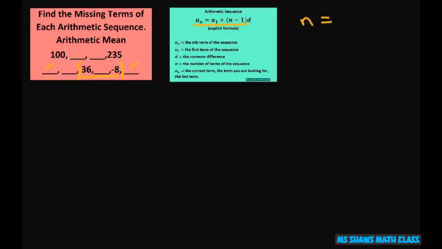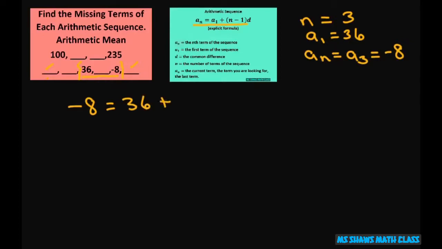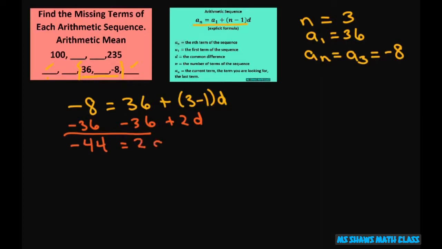So in this case, the N would be 3. The first term is 36. And the last term, which would be my third term in this case, is negative 8. So you can write negative 8 equals 36 plus 3 minus 1 D. Subtract 36 from both sides. And that's going to give you negative 44 equals 2D. So you divide both sides by 2, you get negative 22.